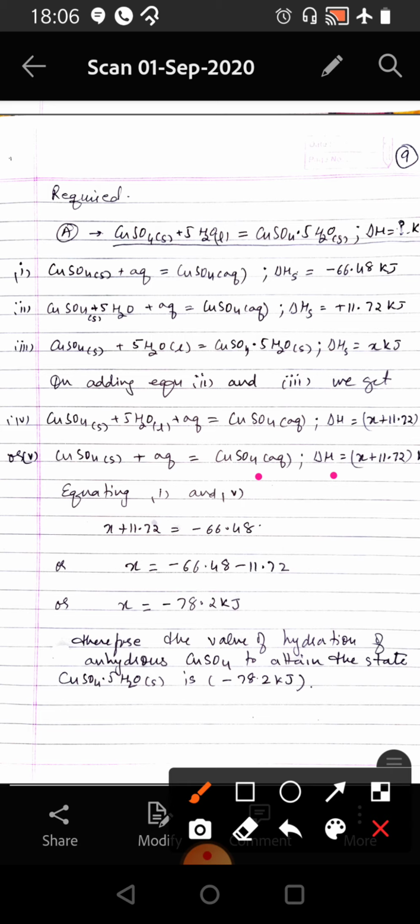Now equating first and fourth, x plus 11.72 is equal to minus 66.48, or x is equal to minus 66.48 minus 11.72, and the total comes to be minus 78.2 kilojoules. Therefore, the heat of hydration of anhydrous copper sulfate to attain the state of copper sulfate pentahydrate comes to be minus 78.2 kilojoules.